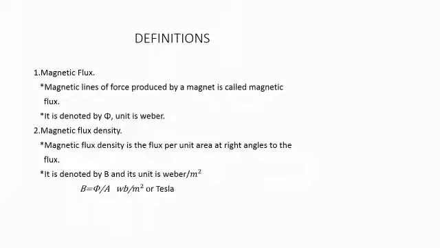The second one is the magnetic flux density. Magnetic flux density is the flux per unit area at right angles to the flux. It is denoted by B and its unit is Weber per meter square. Here B is equal to phi by A, or Tesla.